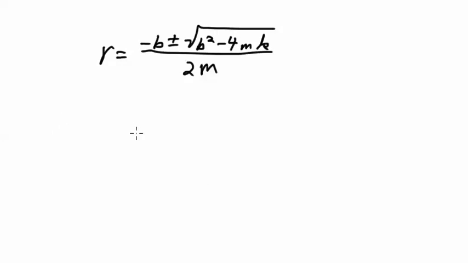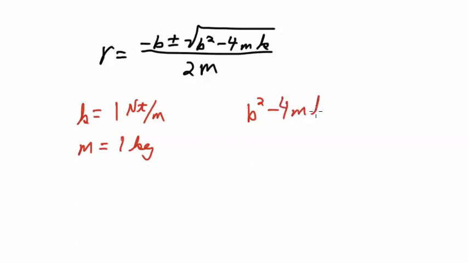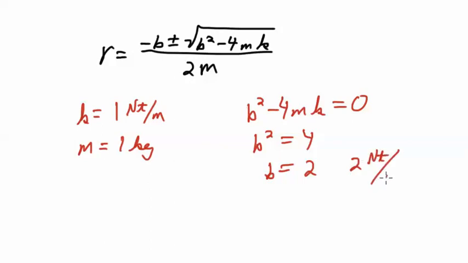And we're going to imagine a situation where, say, we had a spring of spring constant 1 Newton per meter, a mass of, say, 1 kilogram, and, well, we want the critically damped case. So we'll say b squared minus 4mk equals 0, which means b squared equals 4, or b equals 2. Now 2 would be the kind of the velocity coefficient of friction. It would be 2 newtons per meter per second.